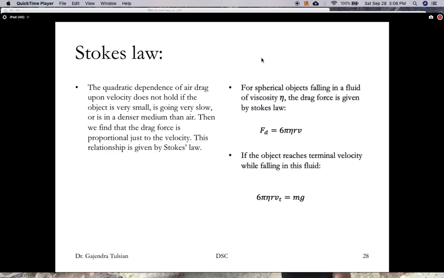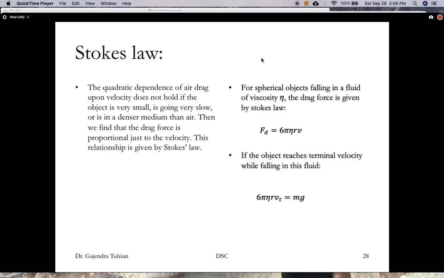So now we'll consider situations where the object is small, going slow, or it's falling in a dense fluid like oil or liquid. And then the drag force is proportional to its speed. This is Stokes' law, and the other term, 6 pi eta, where eta is the viscosity of the fluid. R is the radius of the spherical object that is falling. So for a spherical object falling in a fluid of viscosity eta, the drag force is given by that.